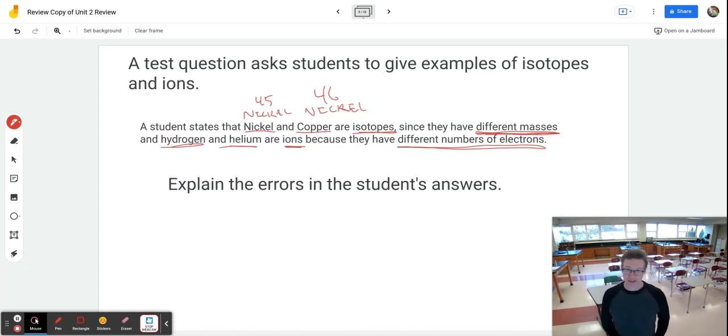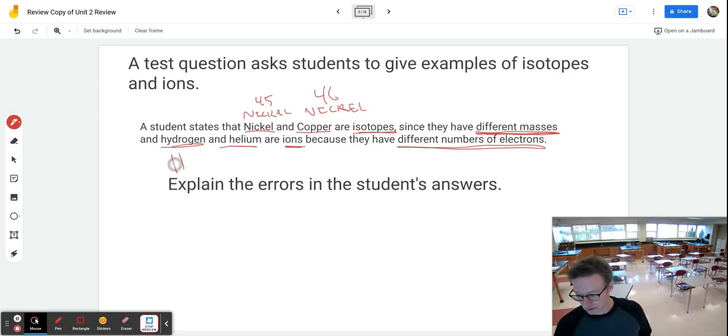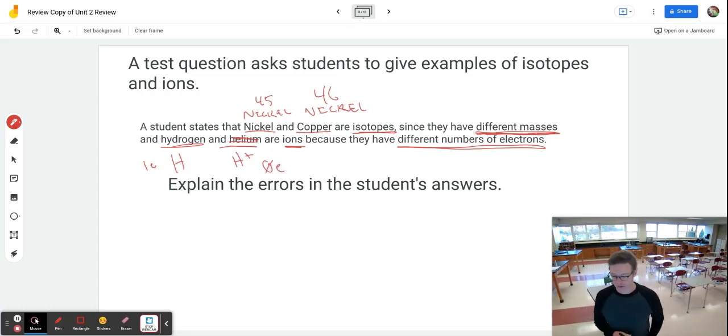So hydrogen atoms with different numbers of electrons are ions of each other. So you can have H and H plus, right? If we make this hydrogen instead of helium. So this is a hydrogen atom that has 1 electron. This is a hydrogen atom that has 0 electrons. That's why it's a positive 1, because it's lost one of its electrons.